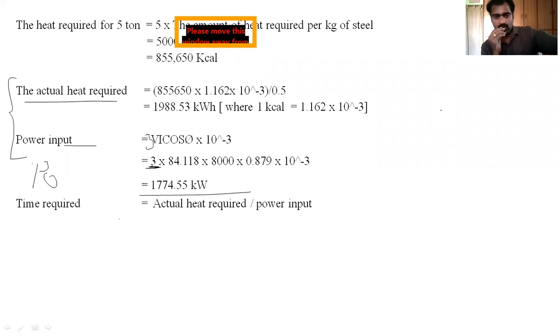So it's already 40 minutes for one problem that we took. 1.12. So what is this? Is 1.12 in minutes or hours? Yes, per hour. So now we convert this hour into minutes. So how many minutes will you get? Let us see. 67.2.